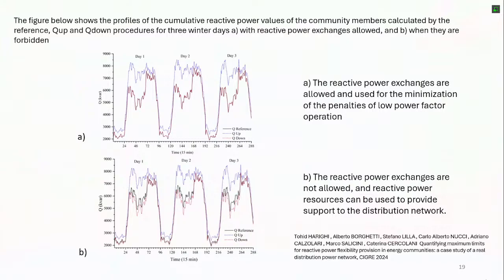You see that in the first figure A, the Q down margin is very limited. This figure A is the results with the direct transaction of reactive power, QLEC. So if the reactive power capability of the battery energy storage system or also distributed generation is used in order to reduce the penalties for low power factor operation, then the same resource cannot be offered to the distribution network as a flexibility for reactive power because it is already used.